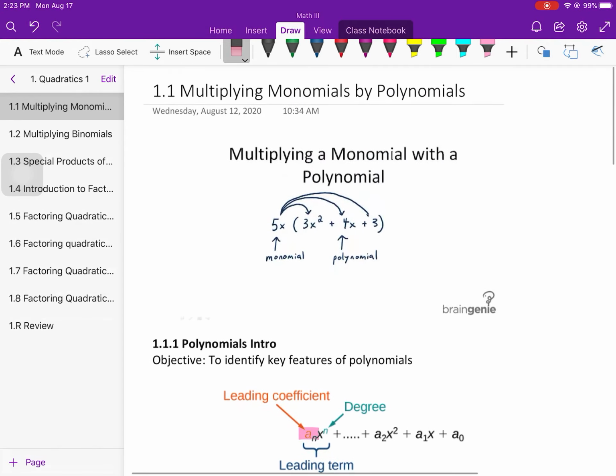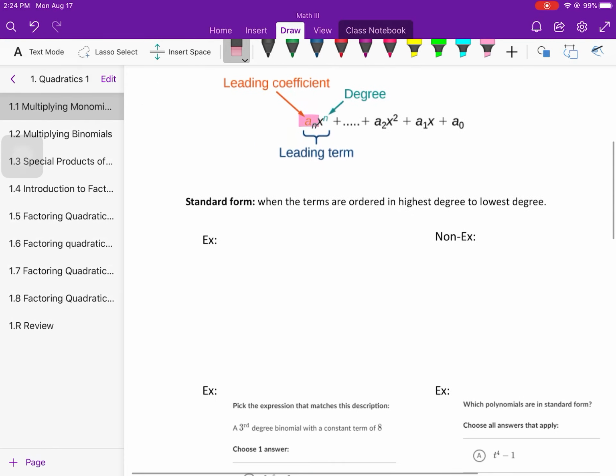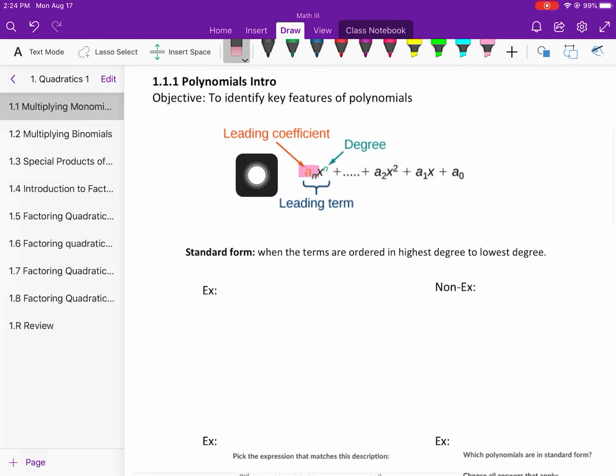So our end goal, though, if you look up here, is multiplying monomials by polynomials. So what is a monomial? And from there, we're going to multiply and all of that, and we'll do that on a different day. So for this one, let's take a look at this. Here's what a polynomial is, something of this form.